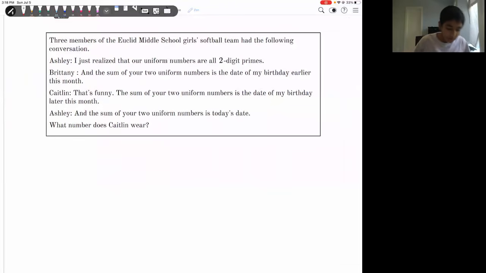3 members of the Euclid Middle School girls softball team had the following conversation. Ashley said, I just realized that all our uniform digits are 2-digit prime numbers. Brittany says, and the sum of your 2 uniform numbers is the date of my birthday earlier this month. And then Caitlin says, that's funny, the sum of your 2 uniform numbers is the date of my birthday later this month. And Ashley says, and the sum of your 2 uniform numbers is today's date. And so we're asked to find what Caitlin's number is.